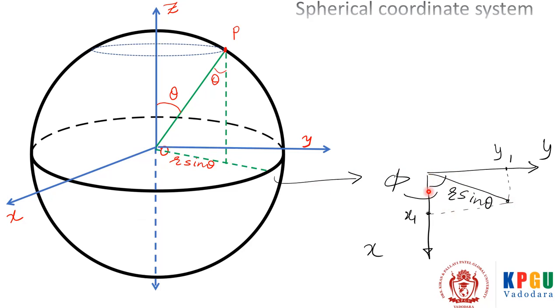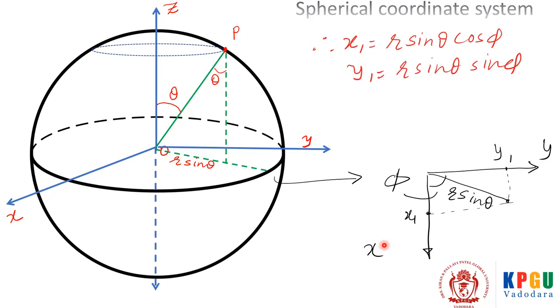So this is r sine theta, this angle is phi. So this is the cos component of it. That is, x1 is r sine theta into cos phi. And this one is the opposite, that is the y component of it. So y1, this distance, is equal to the sine component, so r sine theta sine phi. So very easily you can find out x1 from r, theta and phi as r sine theta cos phi, and y1 as r sine theta sine phi.